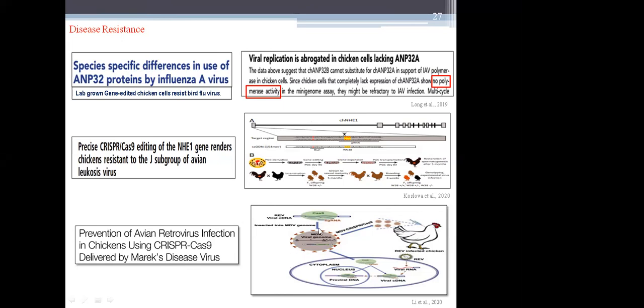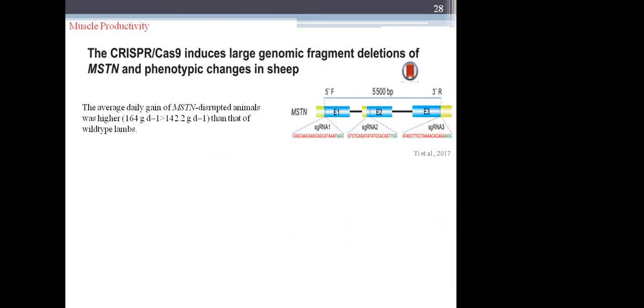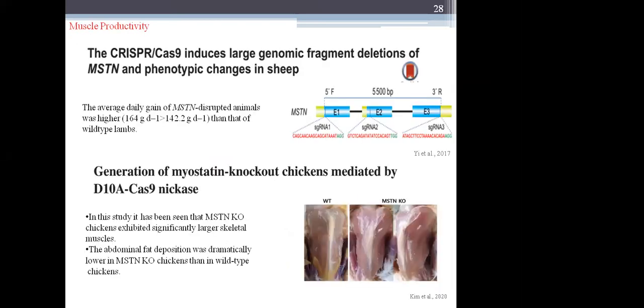Marek disease genome was used as a delivery system, and in this genome, the avian retrovirus genome was inserted using the CRISPR-Cas9 technique. Then this whole system was inoculated into the bird, and it was found that the bird got resistant to this disease. But one thing I just want to clarify: I haven't heard that any single example has yet come into the market.